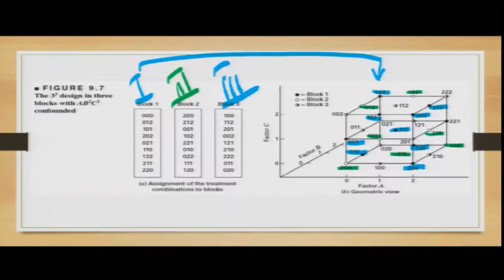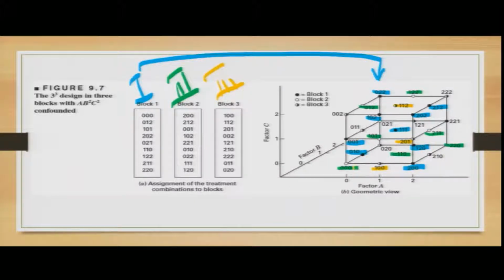Wait, let me go for the other block which is green in color. So this is 3. You have 100, so 100 would come here. You have 112, it will come here. You have 201, 201 will come here. This is 002.